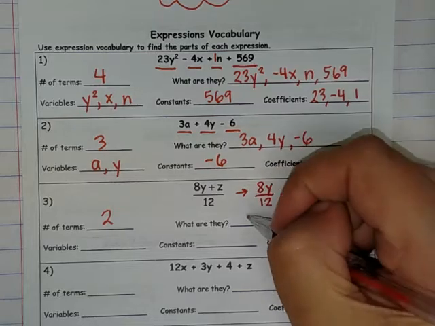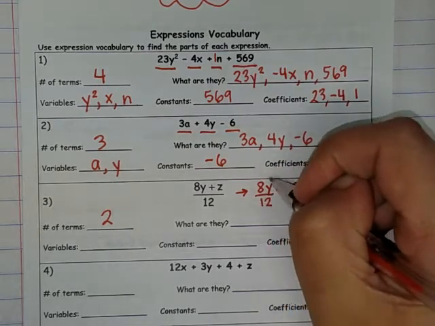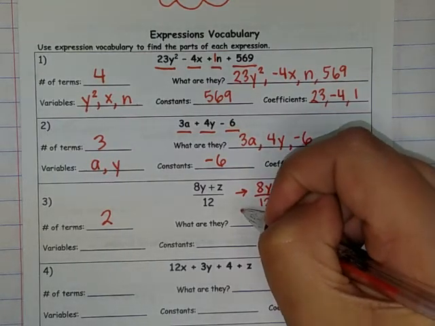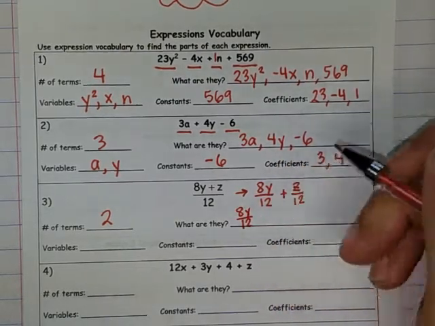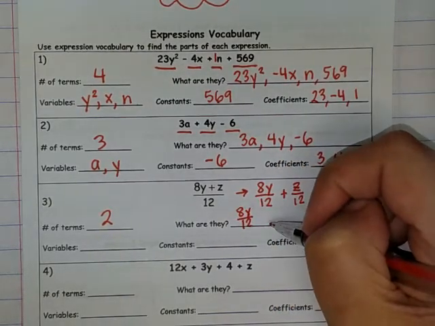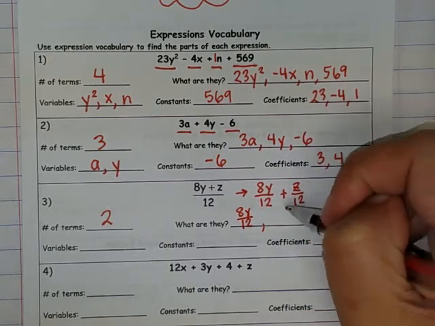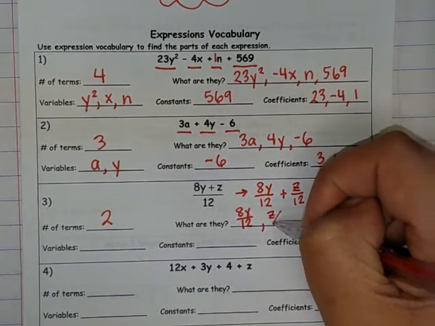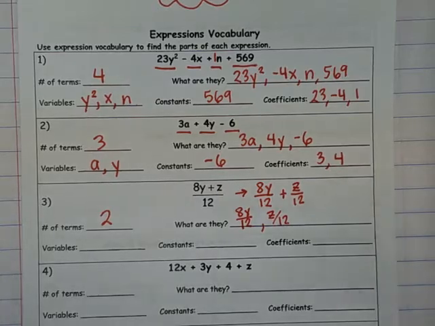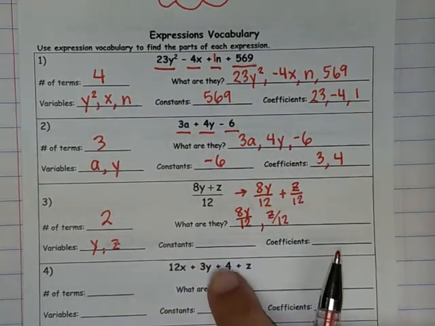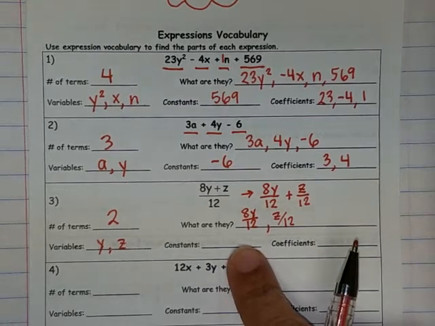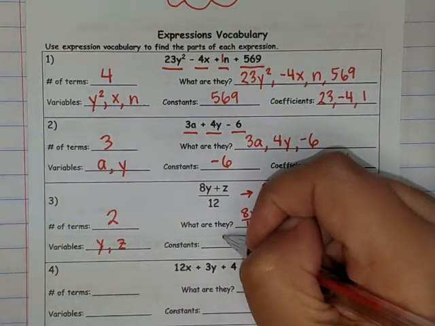What are they? We're going to do 8y over 12, which we can actually reduce, but we're just going to keep it as this. And z over 12. What are my variables? Y and z. What are my constants? I actually don't have any.